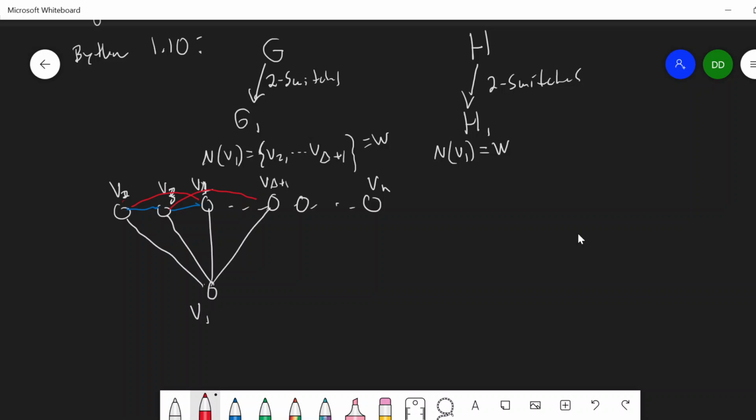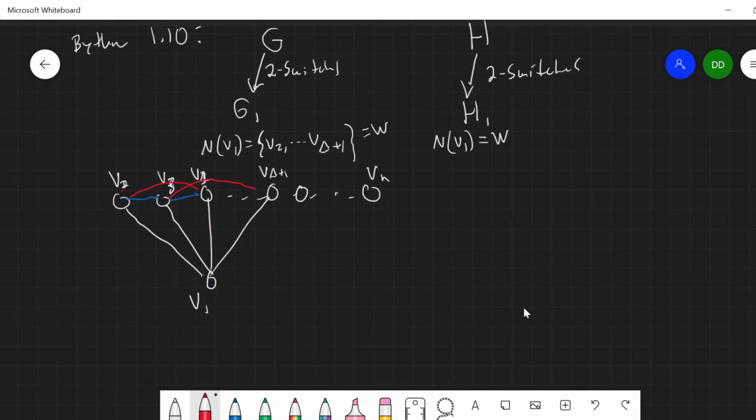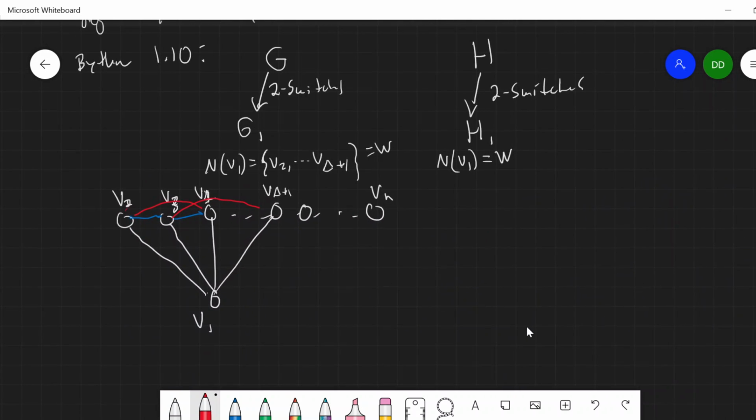And once I know that, then my induction hypothesis kicks in, and I can assume that there's some sequence of 2 switches that makes those 2 look like each other. And then I just add this vertex back in, and we have 2 graphs, G and H, that can be made into each other with 2 switches. So, right, I kind of just talked through the remaining parts of the proof, but let me draw it out in a little bit more detail.